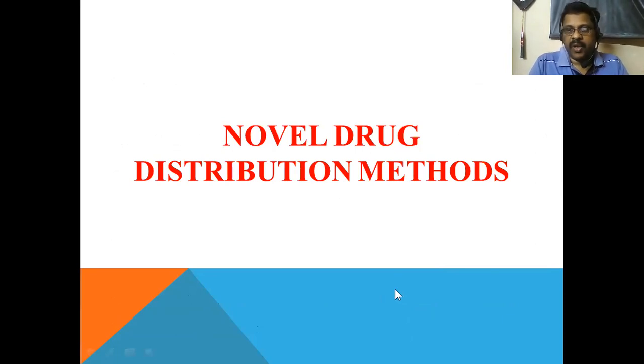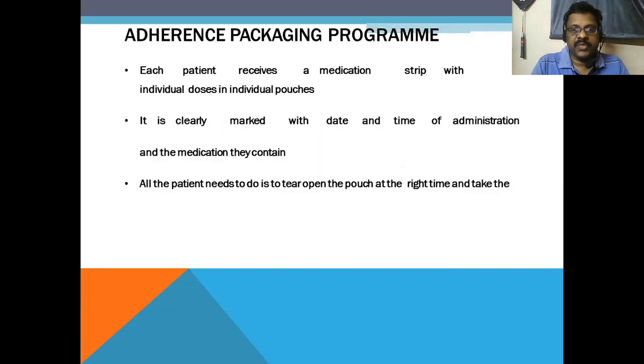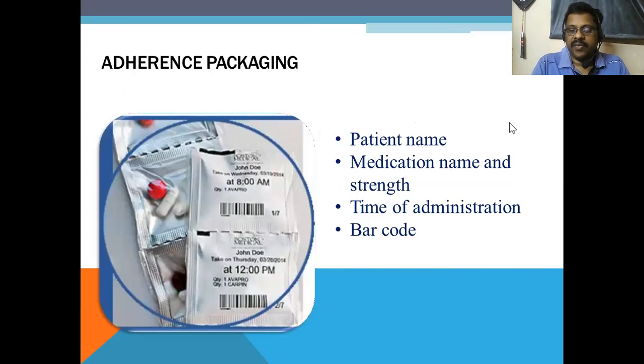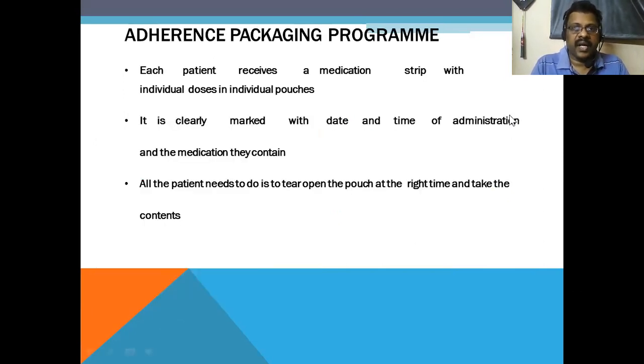So up to now, what we have discussed are common drug distribution methods. In modern hospitals nowadays, we are following many novel drug distribution methods. We are using robotics also in this field. Adherence packaging program is one method.